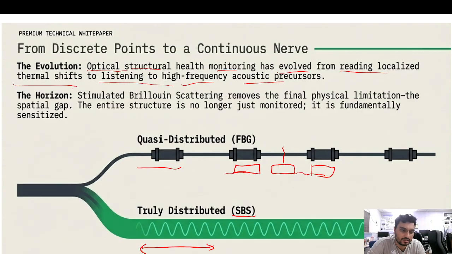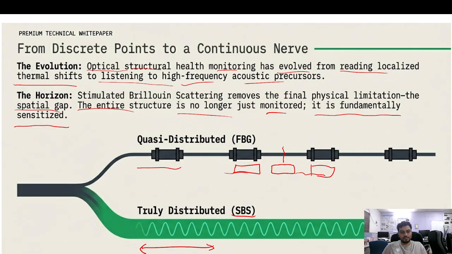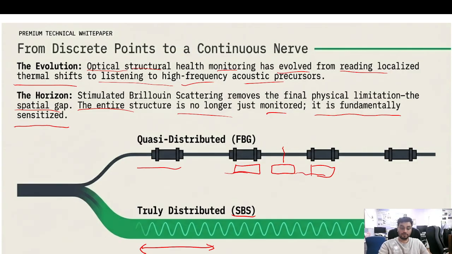Then the horizon: stimulated Brillouin scattering removes the final physical limitation, the spatial gap. The entire structure is no longer just monitored, it is fundamentally sensitized. So from the discrete point to continuous detection is the key which we have discussed till now.